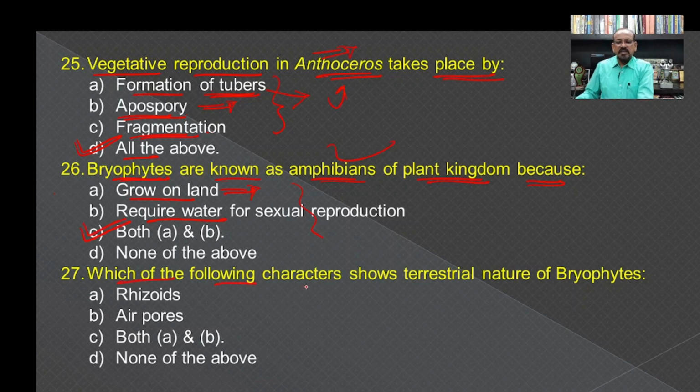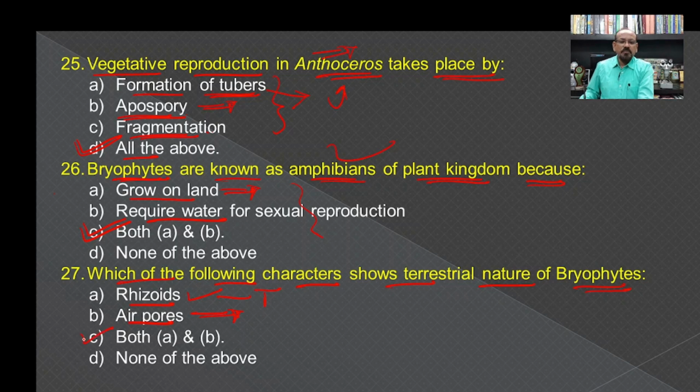Then which of the following characters shows the terrestrial nature of bryophytes? Number 1, rhizoids, then air pore. So the rhizoids are responsible to anchor the plant body in the soil. It means that it is a terrestrial character. Then when the plant is growing on the soil, there is a need for the exchange of gases, that is oxygen and carbon dioxide, for photosynthesis and respiration also.